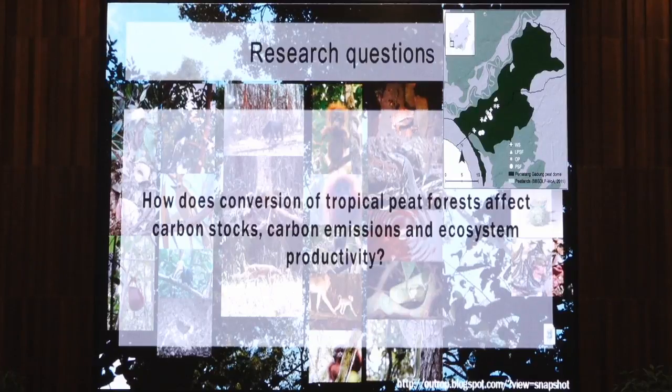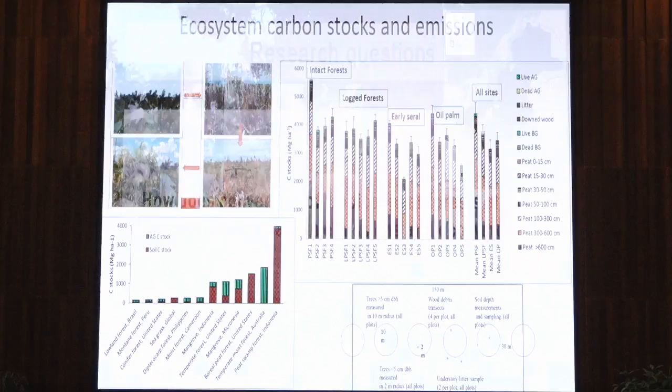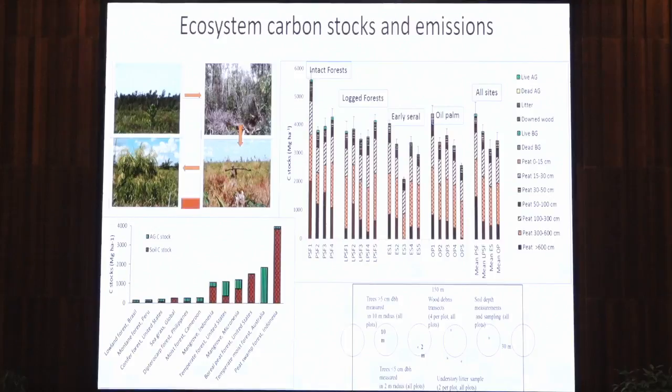I did ecosystem carbon stock measurement. So I took samples and also measurements from different carbon pools in each ecosystem, in each land use type. And then using the carbon stock change approach, comparing the ecosystem carbon stocks to see what has been emitted from the land use change process. Sorry for the crowded figure, but I will talk a bit slower here.